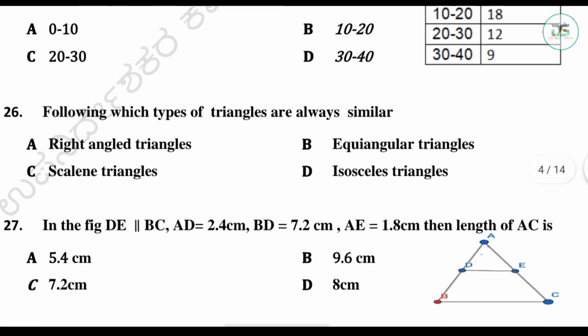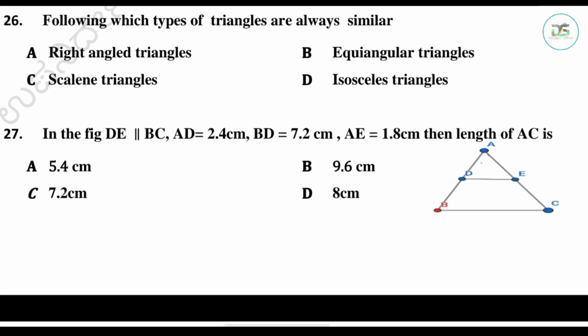Next question. In the figure, DE is parallel to BC. AD is equal to 2.4 centimeters, BD is equal to 7.2 centimeters, and AE is equal to 1.8 centimeters. Then the length of AC is, options are 5.4 centimeters, 9.6 centimeters, 7.2 centimeters, 8 centimeters. So students, let's see the solution.